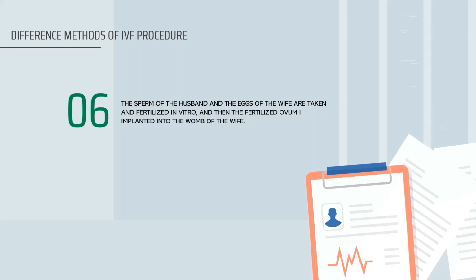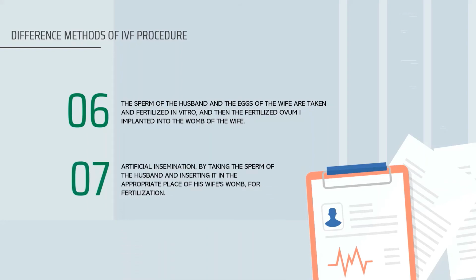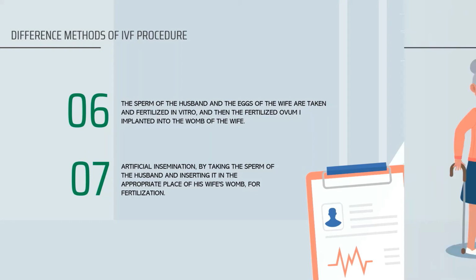Now, the other two are the sperm of the husband and the eggs of the wife being taken and fertilized in vitro, and then the fertilized ovum is implanted into the womb of the wife. No third party involved. The other is artificial insemination, by taking the sperm of the husband and inserting it directly in the appropriate place of the wife's womb for fertilization. So this fertilization still happens inside the wife's body, and this is allowed as, again, no third party is involved.